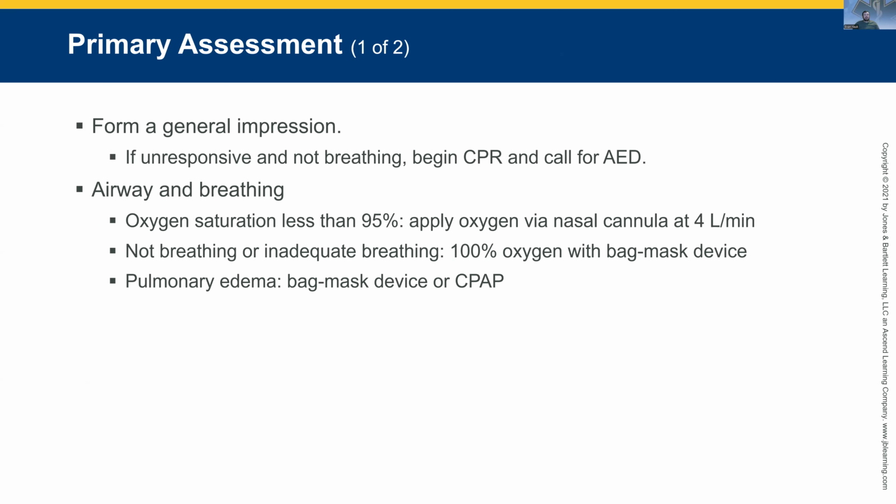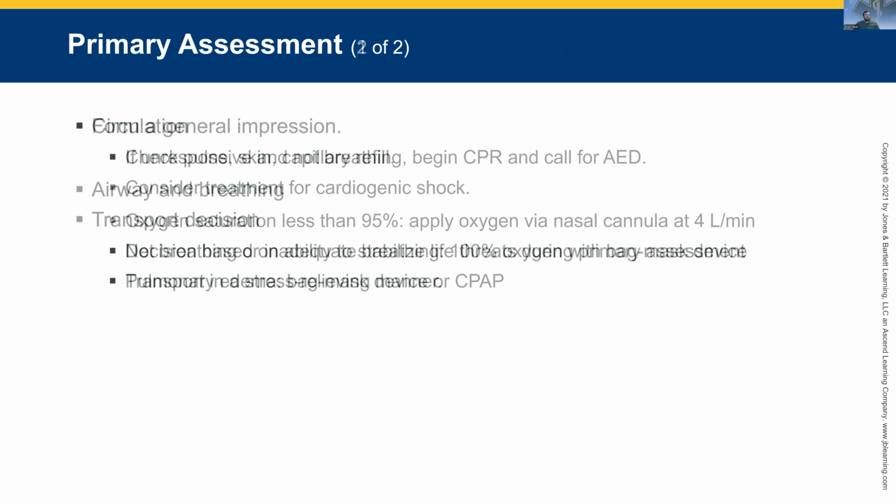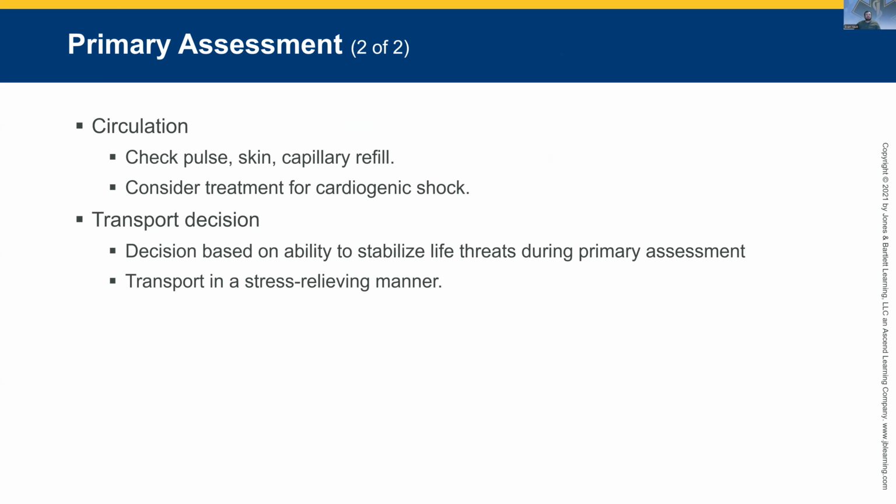For not breathing or inadequate breathing, 100% oxygen with a bag mask device. For pulmonary edema, bag mask device, or CPAP if they're awake and they're able to use a CPAP. So this says 95%. I know every other chapter says 94% or higher is what we shoot for. Circulation: check pulse, skin, capillary refill, consider treatment for cardiogenic shock. Transport decisions: closest facility, transport in a stress relieving manner.